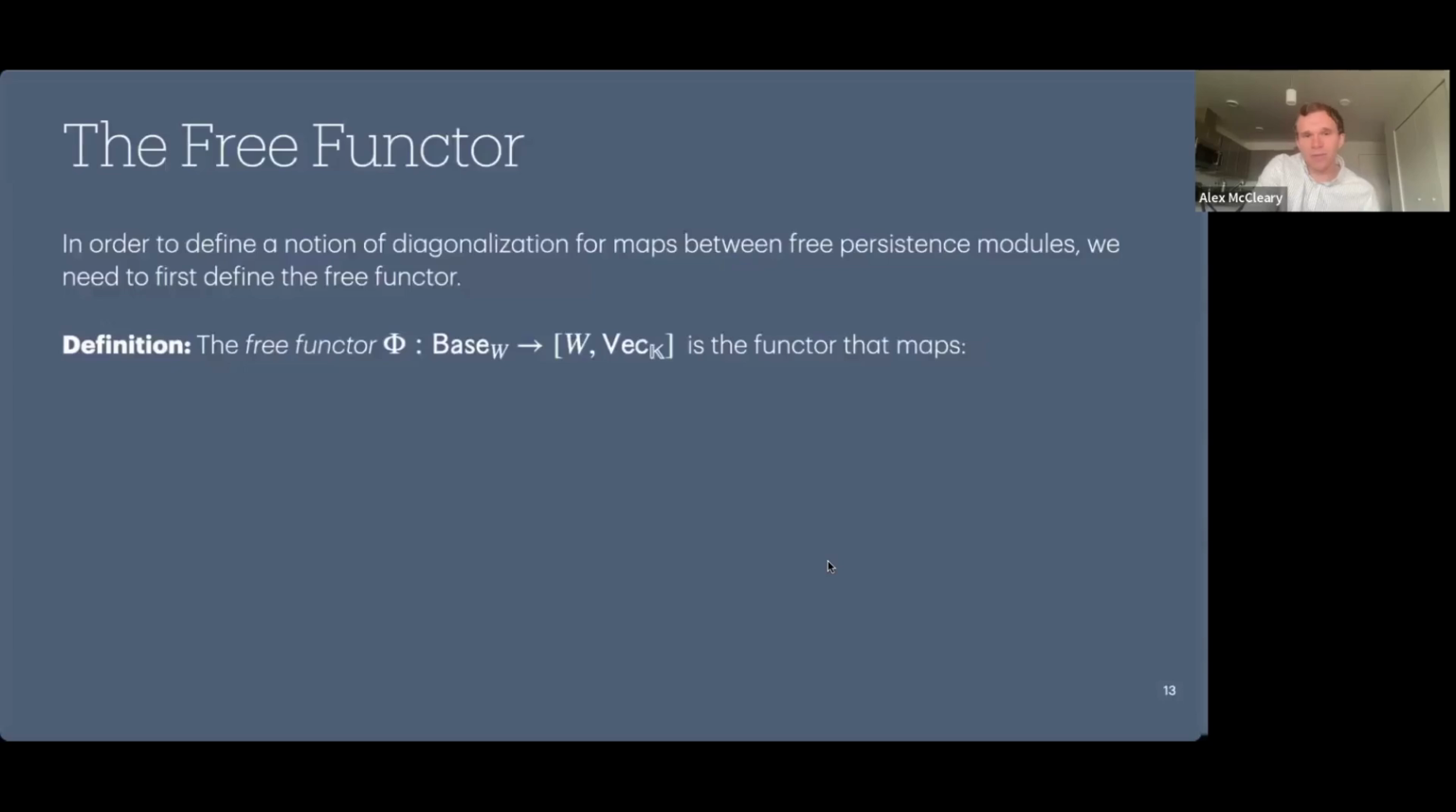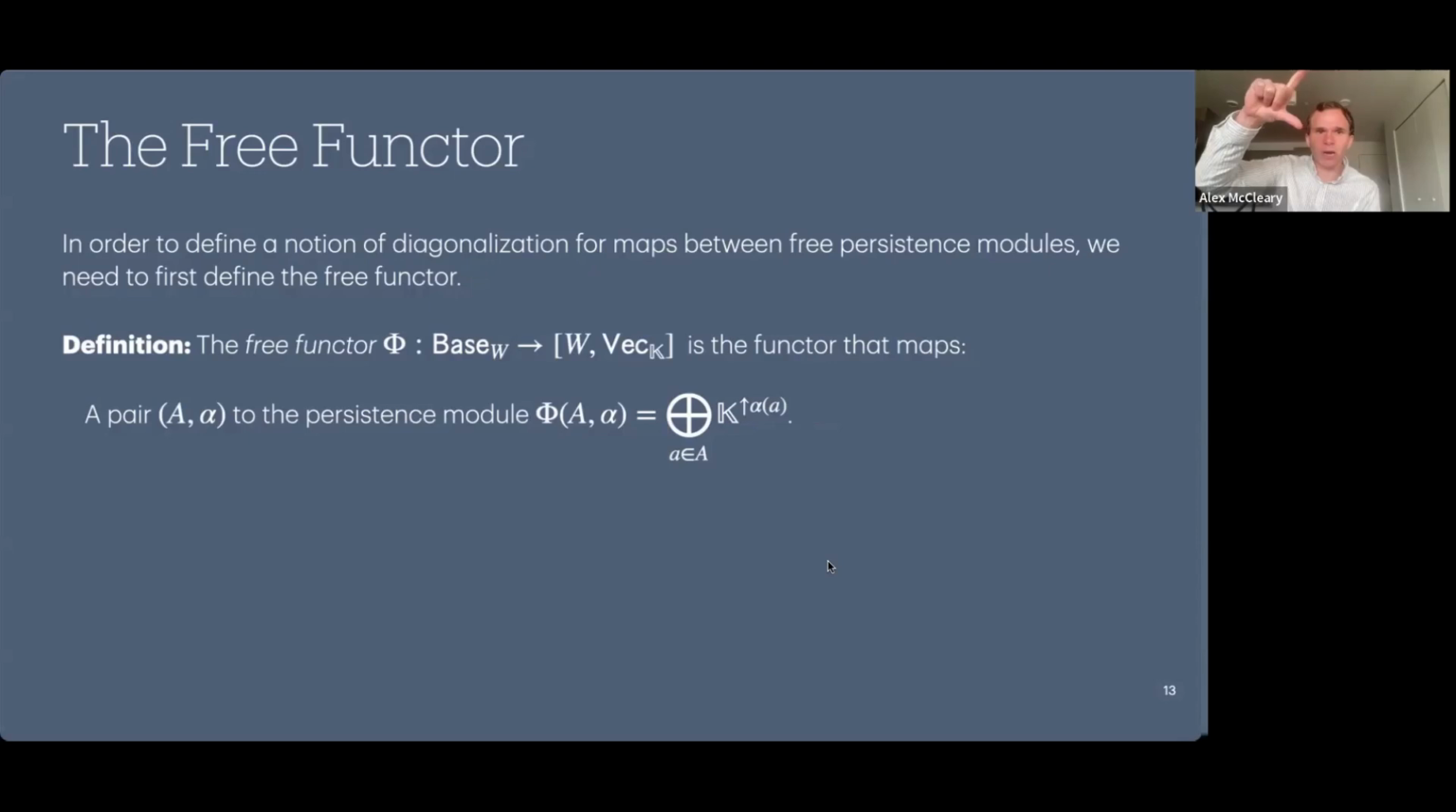Right, so the free functor is going to map bases to free persistence modules, and maps between bases to maps between free persistence modules. So if we have a basis here, we can build a free persistence module just like this. We just take a bunch of these persistence modules that are 0 until a certain point and then one-dimensional after that point, and we just add them all up. And that'll give us a free persistence module to each basis.